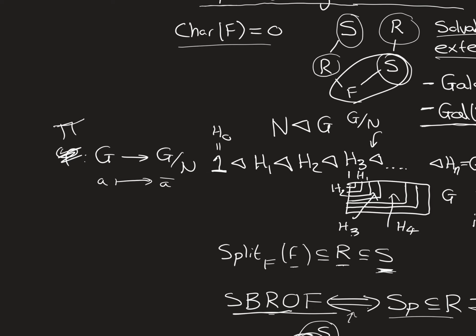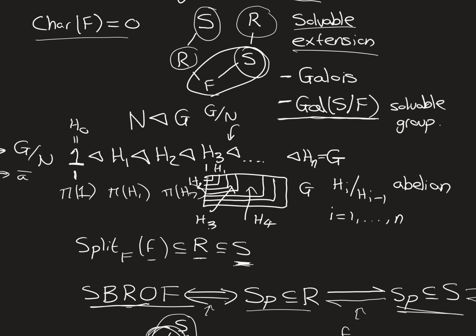What you can then do is take the image of all of these subgroups. You have your ascending chain of normal subgroups, so now just look at the image of this. It would be nice to draw this out below it. You'd have pi of 1 here, which will just be the identity in G quotiented out by N. Then you'll have pi of H1, pi of H2, etc., all the way up to pi of Hn, which, as Hn is G, will equal G quotiented out by N.